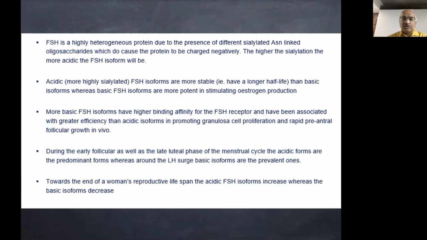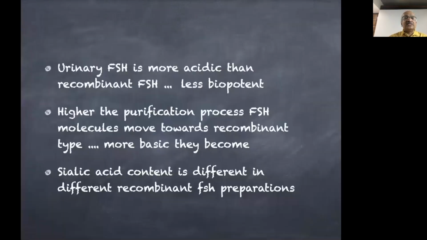During the early follicular phase, as well as the late luteal phase of the menstrual cycle, acidic forms are predominant, while near the LH surge, the basic isoforms are there. And towards the end of the woman's reproductive lifespan, acidic FSH isoforms increase, whereas the basic isoforms decrease.